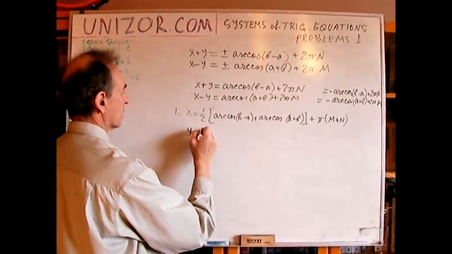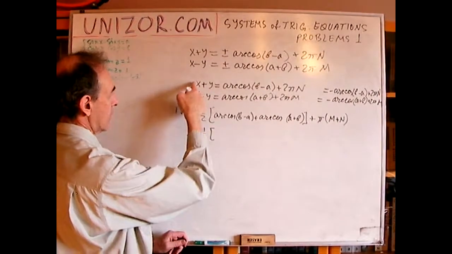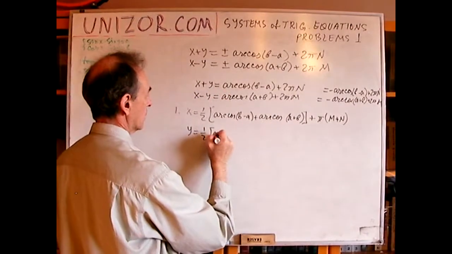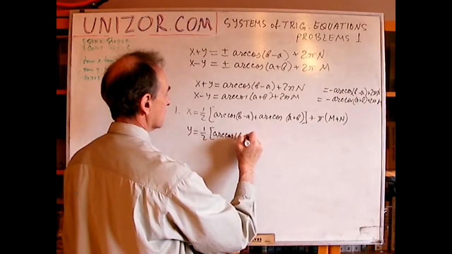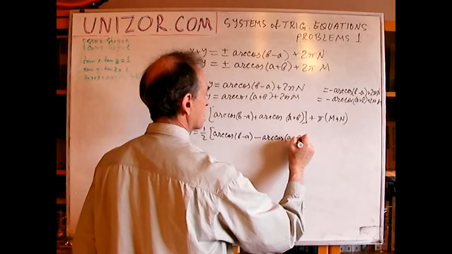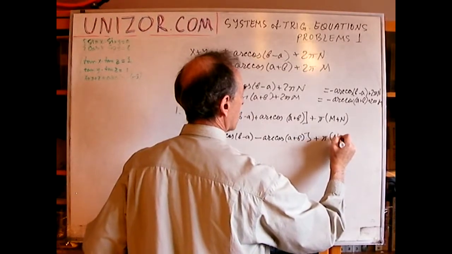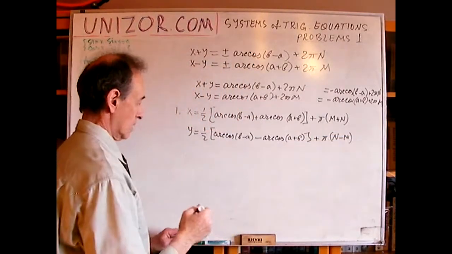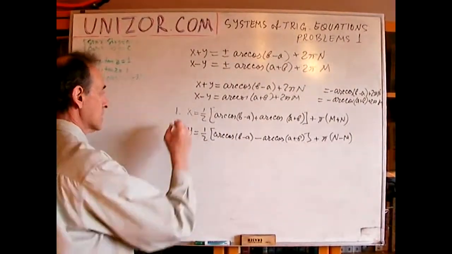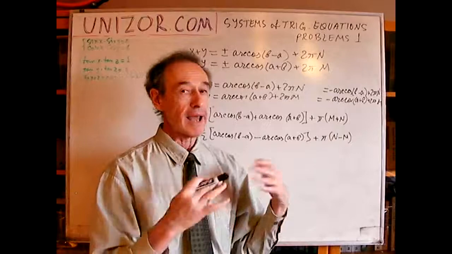And y is equal to 1/2. I have to subtract these, so x and x will be reduced and there will be 2y. That's why 1/2 here. So it would be arc cosine of (b minus a) minus arc cosine of (a plus b). And from this I will subtract, and that will be n minus m. So b and a are constant, so there is no problem with this. Now, this is many pairs of solutions where m and n are any integer numbers.